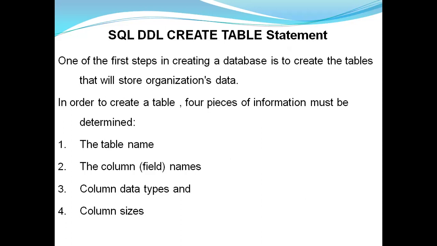So the first step of DDL is creating a table. Simple. In order to create a table, we must have four pieces of information handy beforehand. What are the four pieces? First piece, the name of the table. कहाँ से मिलेगा name of the table? In the ER model, we have talked about the entities. Those entities will be nothing but the name of the table. Whichever are the entities, they will become the name of the table.